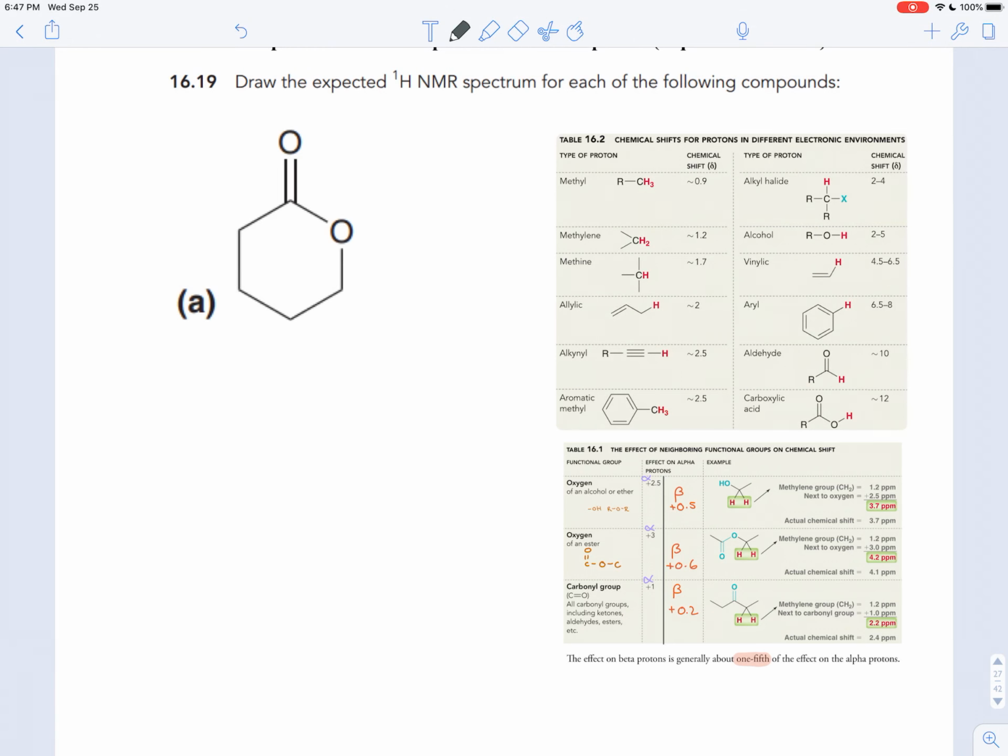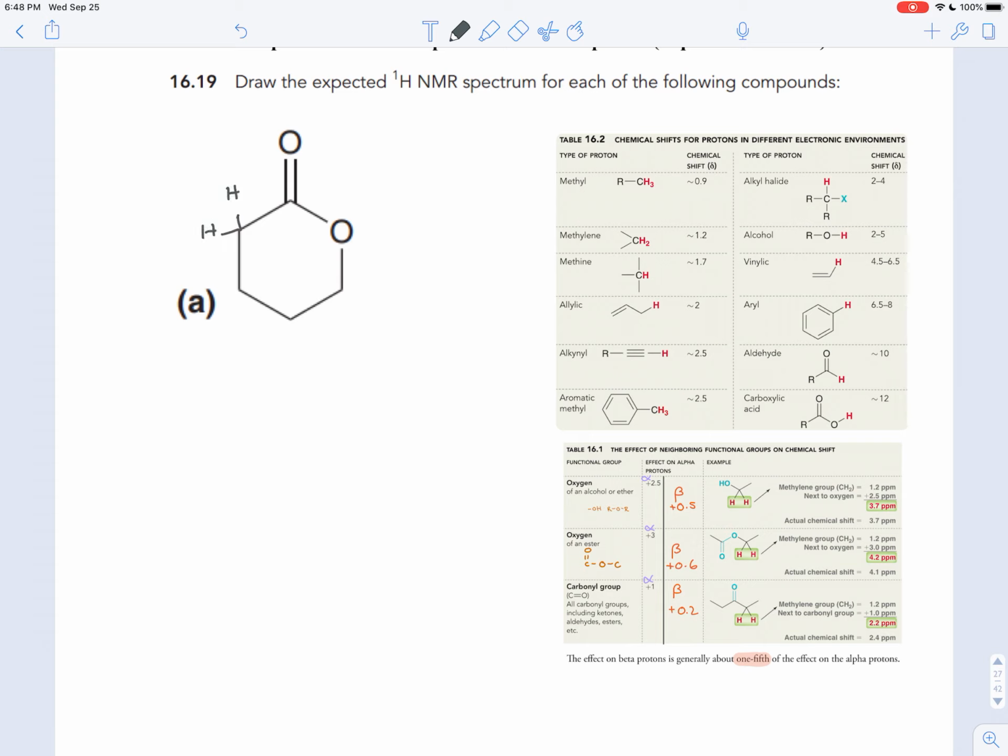Exercise 1619 gives you some molecules, and it's asking you to draw the expected H1-NMR or proton NMR spectrum for these. And to draw that, we just want to know about those four different features of the spectrum. We want to know how many signals there are, where those signals are, the location, how much area is going to be underneath the signals, and last but not least, the splitting patterns. So let's dive in on that.